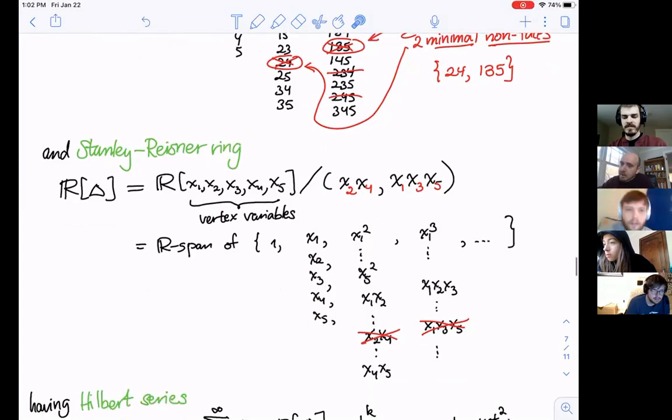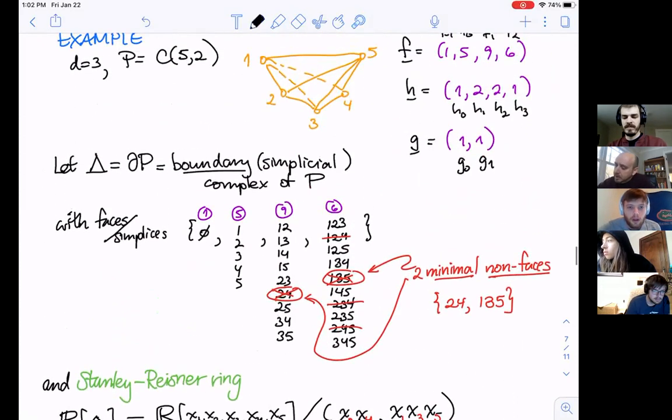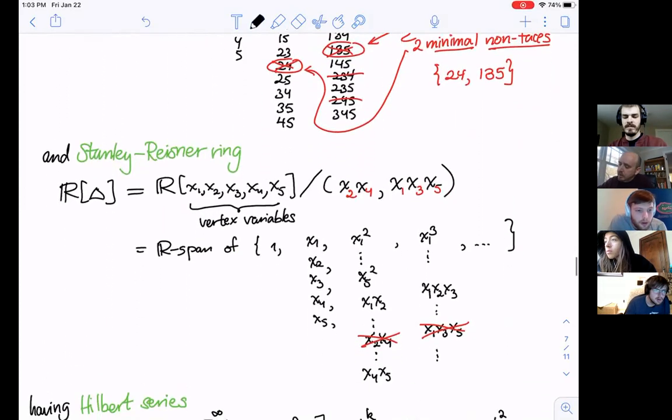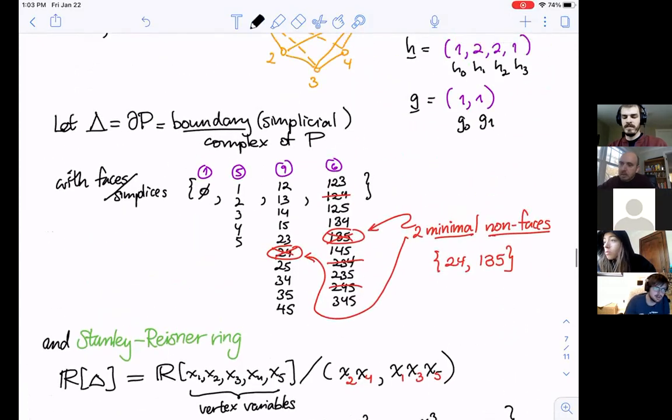Should the list of faces include 4, 5? Good question. Did it? No, I missed it. I thought I was saving myself from making errors. Thank you, Colin. Did I miss any others? I think that's good. Thanks. Wait, hold on. Sorry, I was confused. I thought Adi was saying that 4, 5 was not an edge, in which case 1, 4, 5 would also not be a face, but it is an edge. My bad. Good.